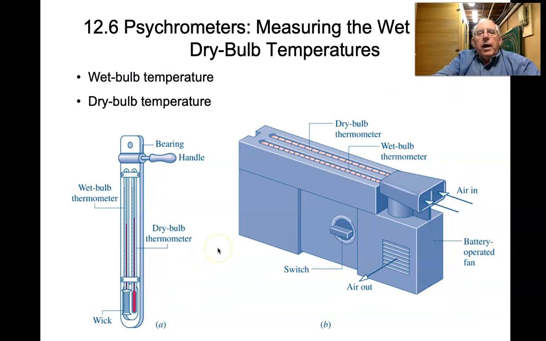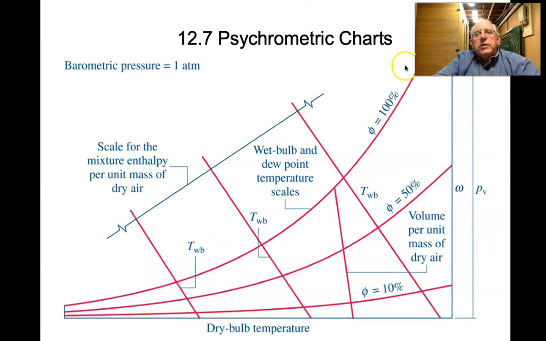Okay, so next time we'll discuss how all of these thermodynamic properties for a mixture of moist air can be presented on a psychrometric chart.